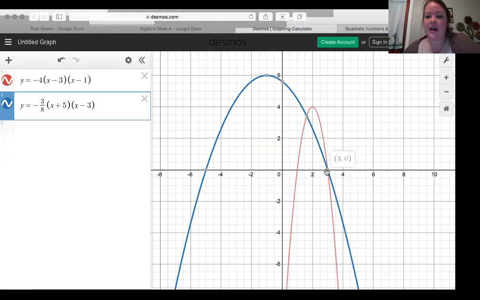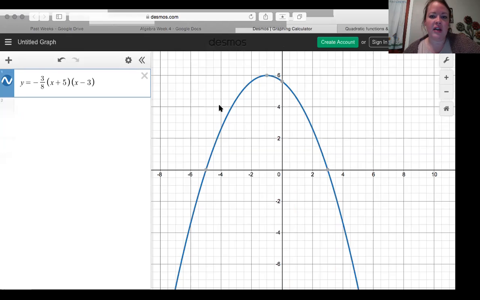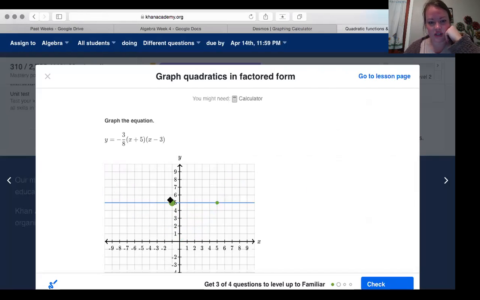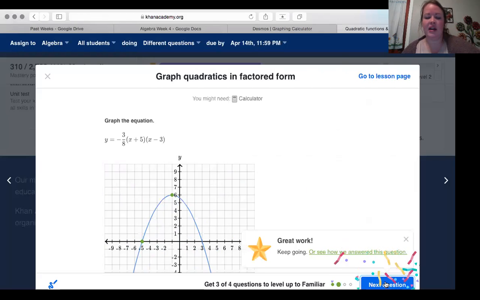And then I'm going to come back, and notice this is the blue one. So if you wanted to take off the red one, you can either click right there and it'll go away, or you can just delete that whole line and only have the current one. So the vertex was -1, 6, and the zeros, one of them was at -5, 0, and the other one is at 3, 0, and it opens down, and that was correct.